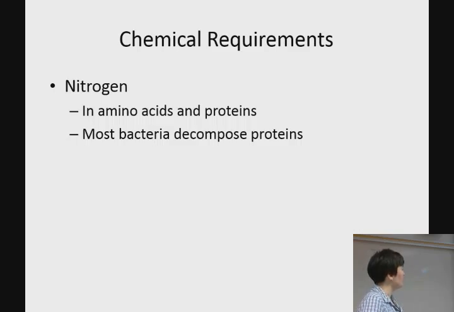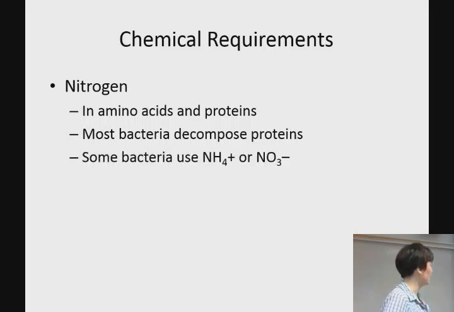To remind you what nitrogen is important for, it's found in amino acids. Which part of the amino acid includes the nitrogen? The amino group. Most bacteria can break proteins down and get nitrogen that way. So again, how do you get your nitrogen? Most of the bacteria do it the same way we do it, which is by breaking down proteins. But some bacteria use ammonia or nitrate. Do we do this? No, not really, not typically.